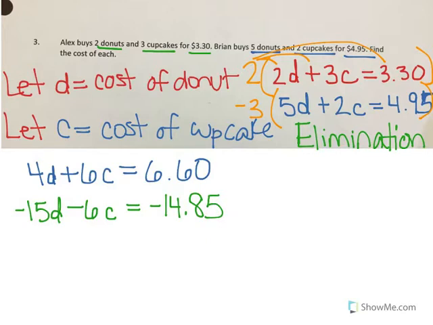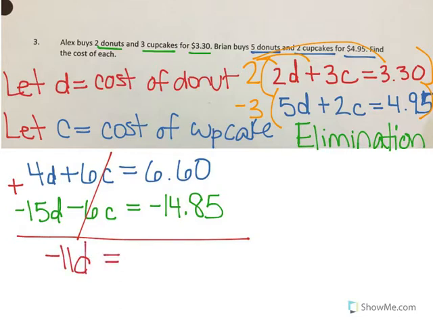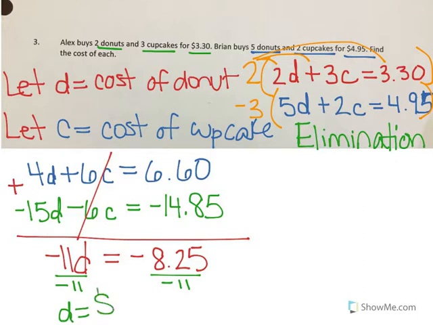Now we're going to add the two equations together. And again, this is the elimination method. By adding them together, you'll see that the C's will cancel. And when you add 4D and -15D, you're going to end up with -11D equals -825. In the last step, we'll divide both sides by -11, and we will end up with D, which again was the cost of a donut, is 75 cents.